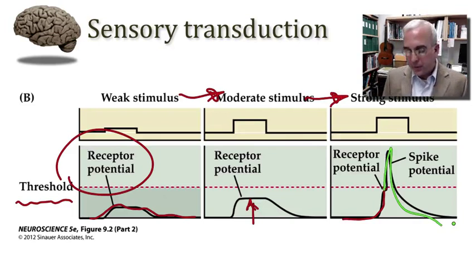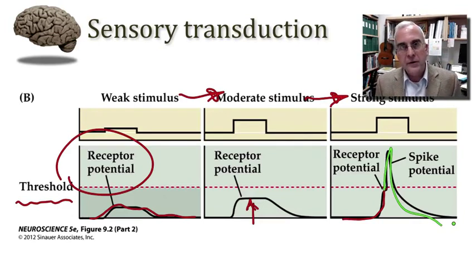Now, notice what's going on here. The generator potential is a function of the stretch-activated ion channels. But once that membrane is depolarized to achieve the threshold for generating an action potential, now our friends, the voltage-gated sodium and potassium channels, are activated and an action potential is generated. So different kinds of ion channels contribute in different phases to the transmission of information along the axon of the primary sensory neuron.